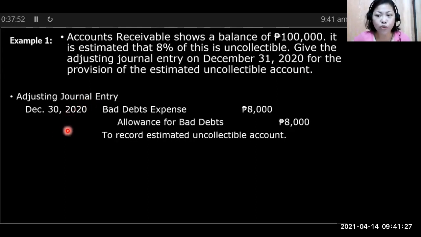December 31, 2020, you debit bad debts expense, 8,000 pesos, and then you credit allowance for bad debts, 8,000 pesos. This is to record estimated uncollectible accounts. So you just get 8% of 100,000 to come up with 8,000 pesos.